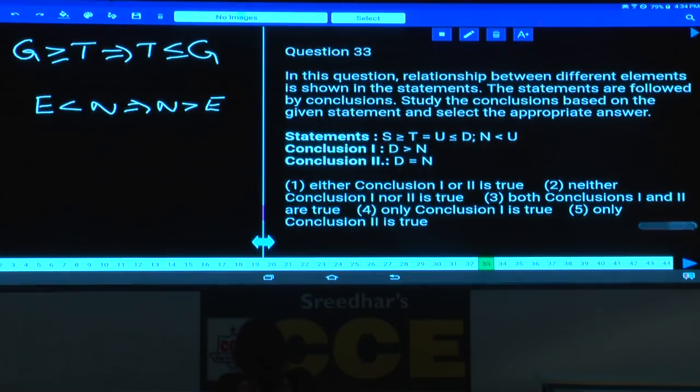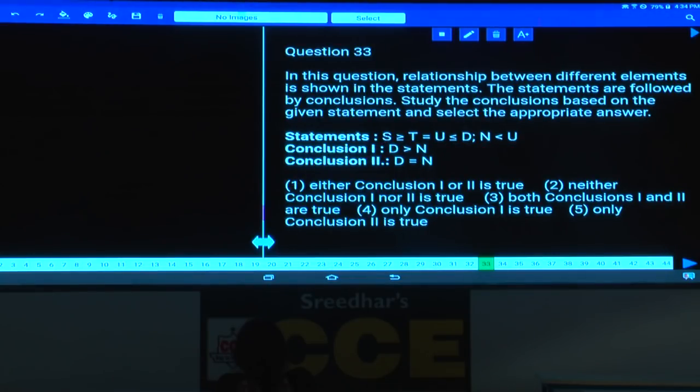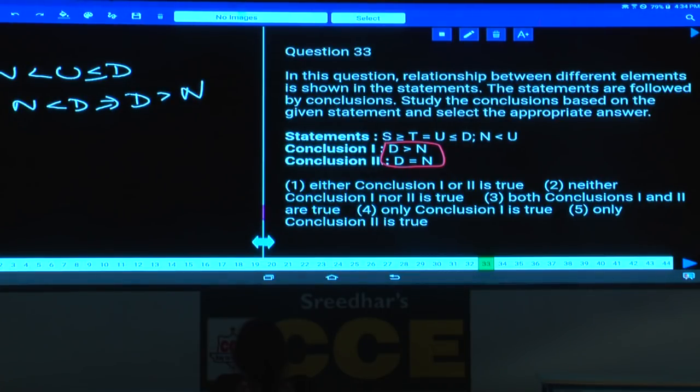Then question number 33, the relation between d and n. If you observe here, these two conclusions are in between d and n only. Now the relation between d and n. And what is the letter which is common here? U is common. U lesser than or equals to d and n lesser than u. N lesser than u, u lesser than or equals to d. What is the final conclusion here? N lesser than d is the final conclusion, which implies that n lesser than d means d greater than n. Definitely true. Hence first conclusion definitely true.